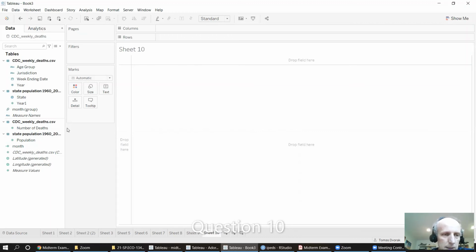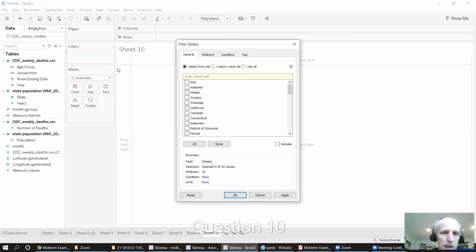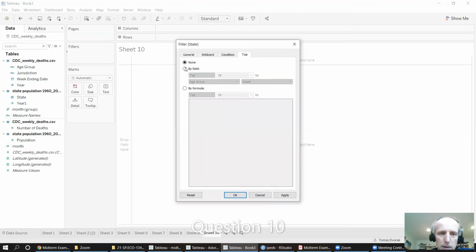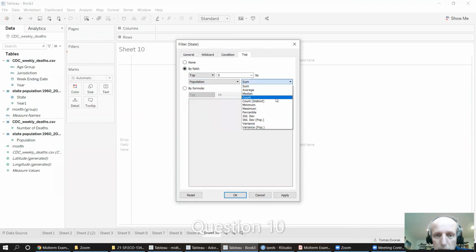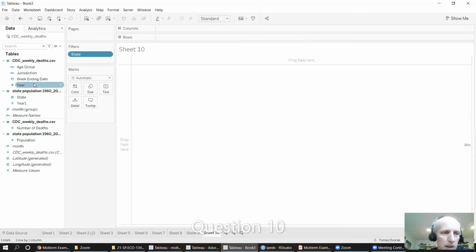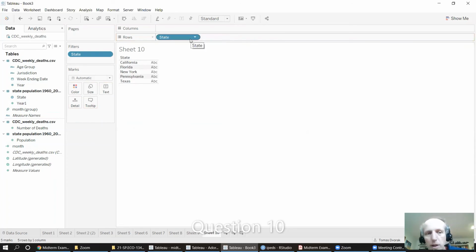So let's put some filters for states. Let's do top 5 states by, I believe we said, average population. So we could do it by population average. It's really going to average it across different years. And we can see what states these are: California, Florida, New York, Pennsylvania. That makes sense.